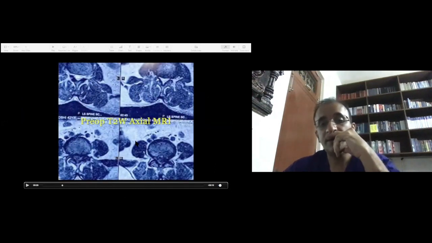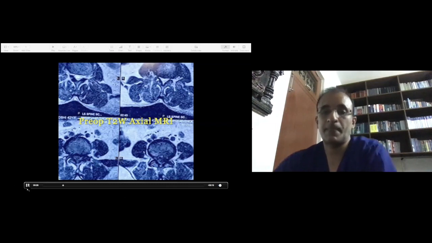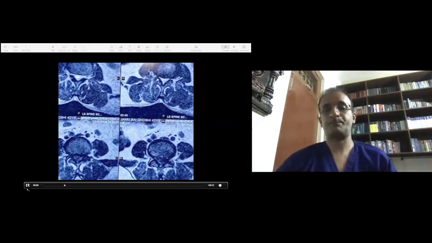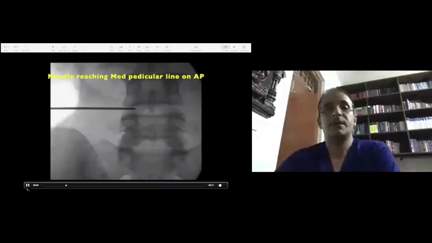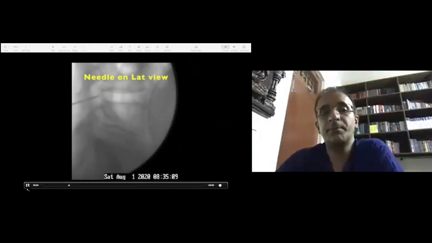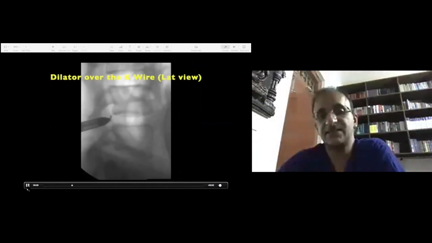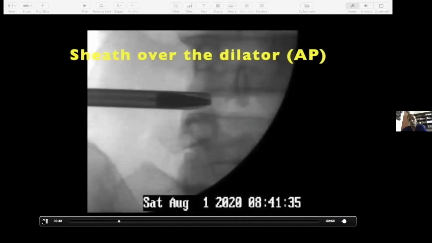Okay. On axial MRI, you see there's a huge disc fragment, and this has gone on to the opposite side as well. So I chose a left-sided approach in this patient. Okay, so again, as I've told, don't go beyond the medial pedicle line, insert your dilator, get your sheath in.